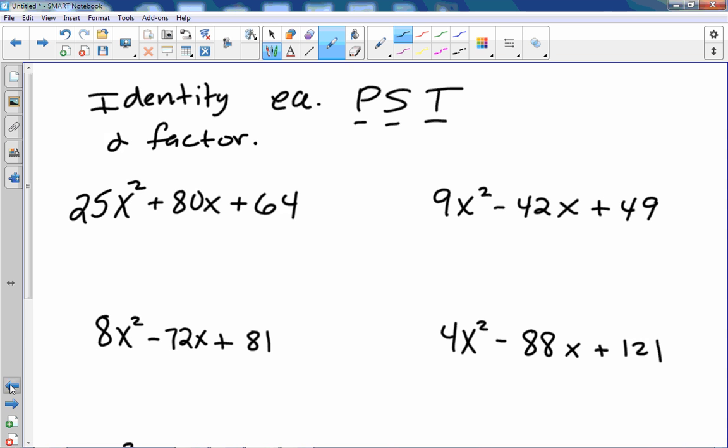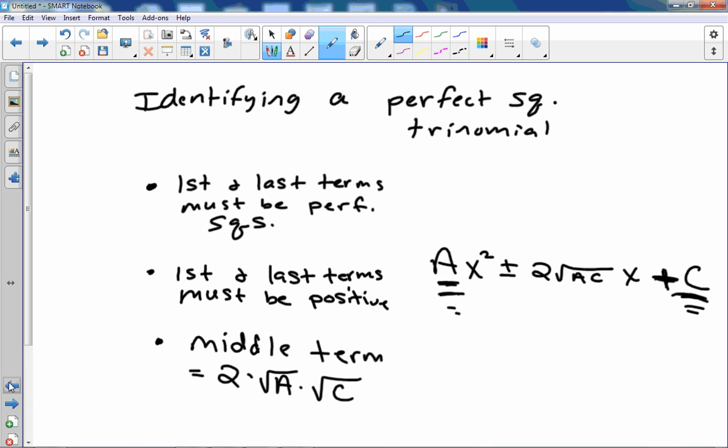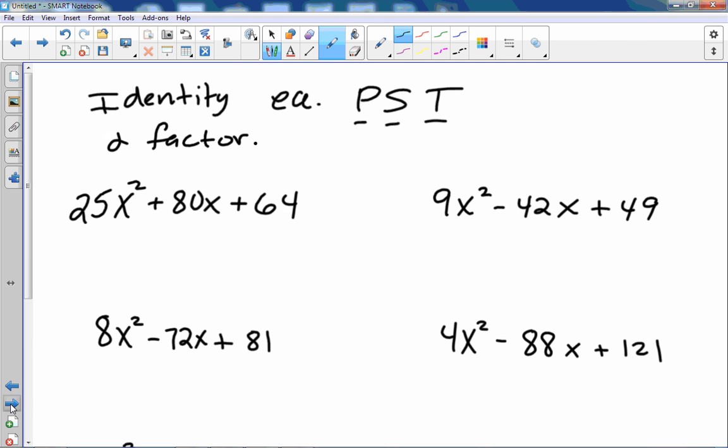Now, let's look at the condition. Okay, so I hope you wrote down, if you didn't, you might want to go back and write down these 3 bullet points right here. That's what's going to identify it for me. So the first and last terms have to be perfect squares. Okay, so notice that is true.